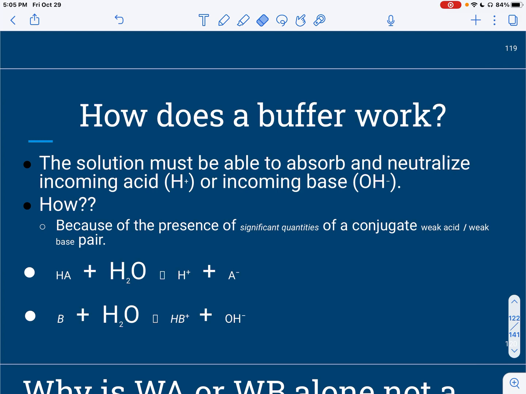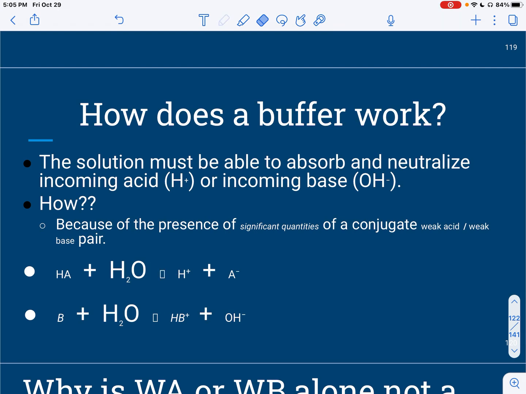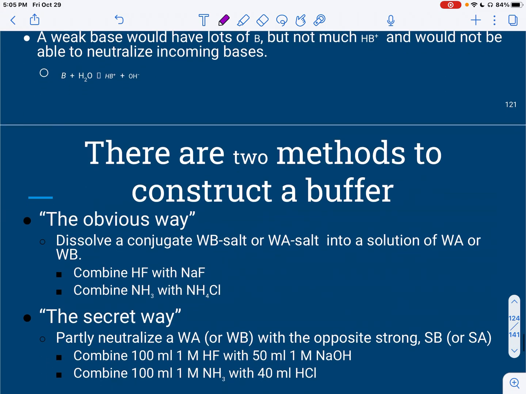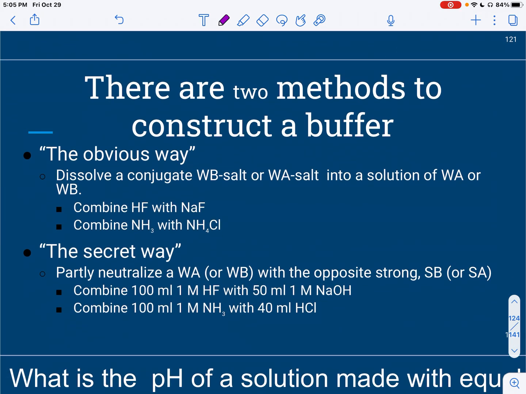Okay, so you know that when you put a weak acid in water, some of its conjugate base just pops out, or vice versa. You need to have more than that little bit. You need to make sure you have enough here, and these should be arrows. There are going to be two ways that you can make a buffer.